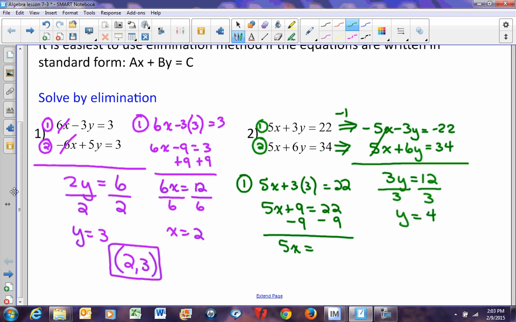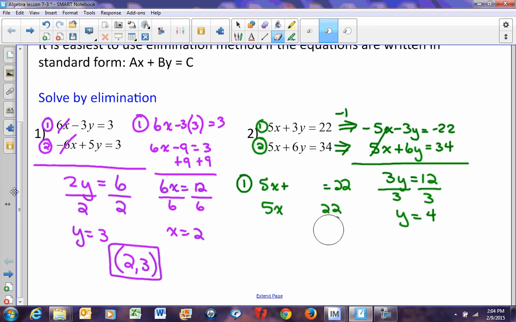5x equals 22 minus 9. Okay. 22 minus 9 happens to be, oops, I plugged in a 3 instead of a 4. No wonder this wasn't looking right. Go back up here. This should be a 4. Silly me. So let's erase all that part.